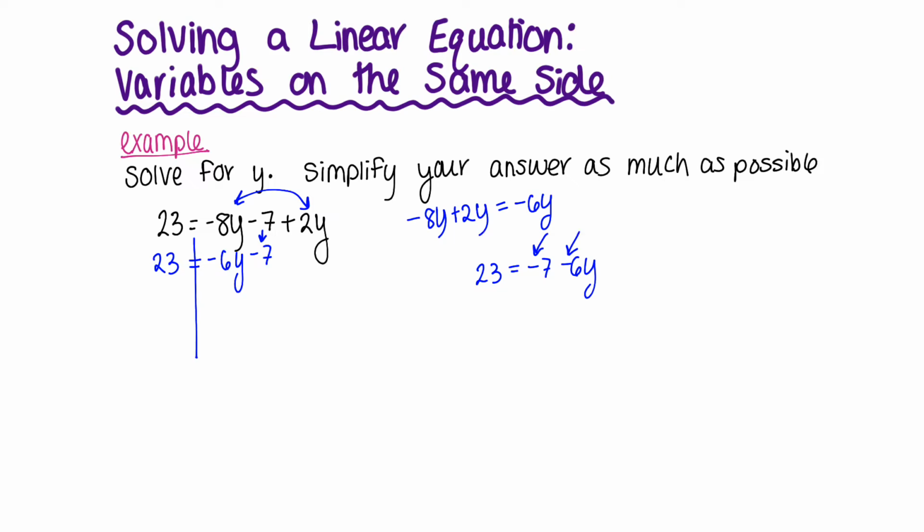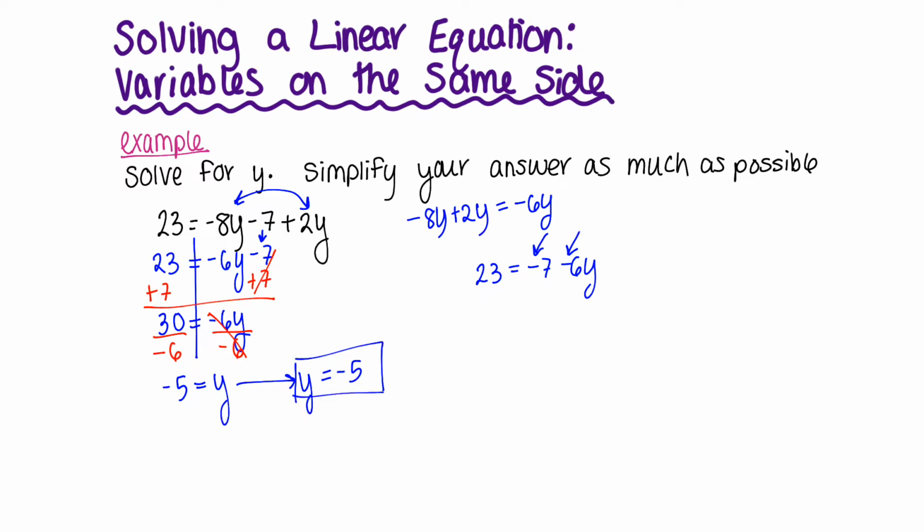From here, I want to get that 6y by itself. So I'm going to add 7 to both sides. That will cancel these 7's out. 23 plus 7 is going to give me 30, equal to negative 6y. To get y by itself, I am dividing both sides by negative 6. So 30 divided by negative 6 is negative 5, equal to y. Oh, let me just write that those cancel. So our answer is y equals negative 5.